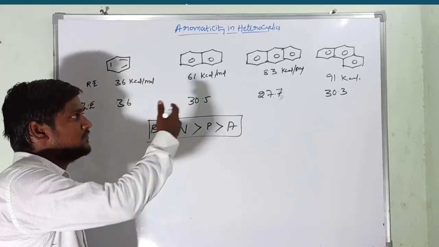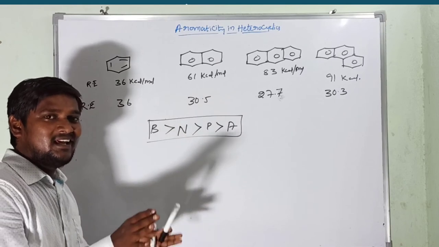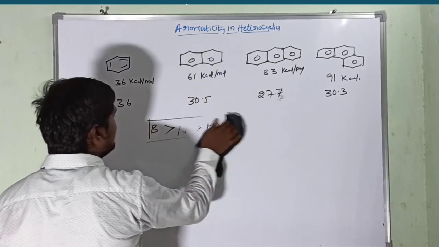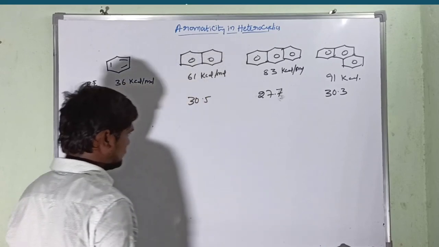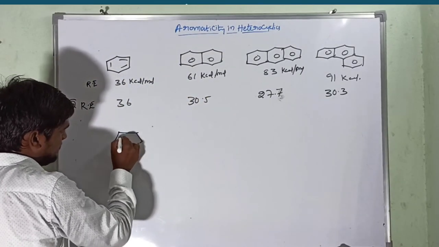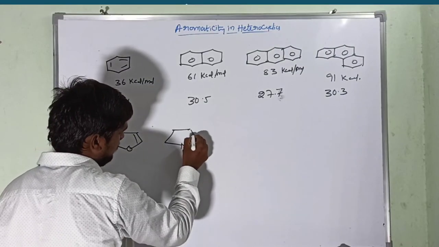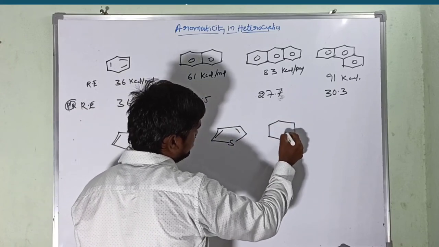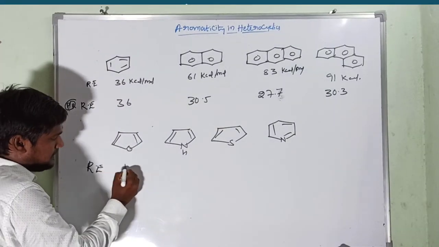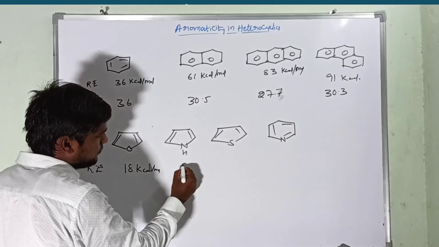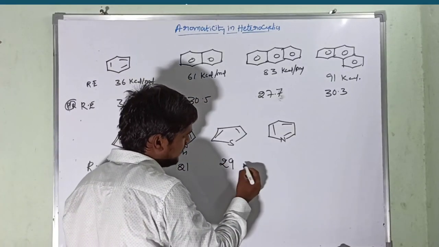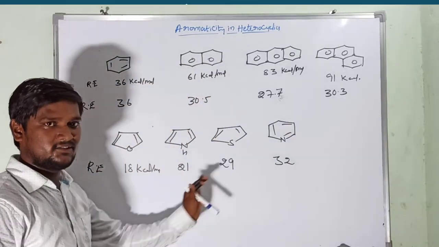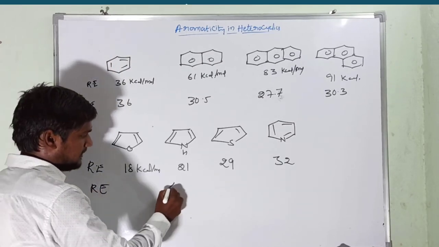So benzene is more aromatic than these polyconjugated benzo fused hydrocarbons. Now, not only these resonance energies, some heterocyclic resonance energies are also observed. Here the five-membered rings are furan, pyrrole, thiophene, and also pyridine. Furan resonance energy is 18 kilocalories per mole. Pyrrole is 21 kilocalories. Thiophene is 29 kilocalories. Pyridine is 32 kilocalories. This is the resonance energy order. So here, resonance energy order increases like this.